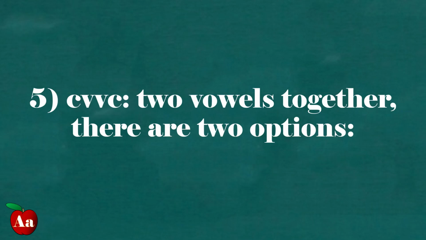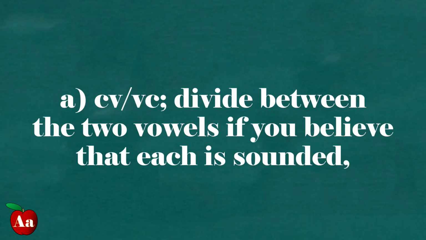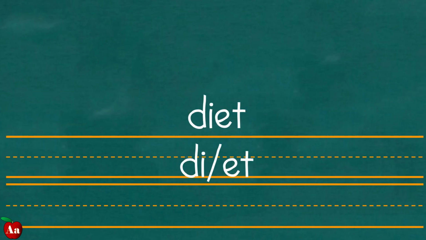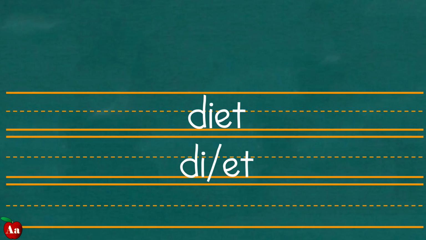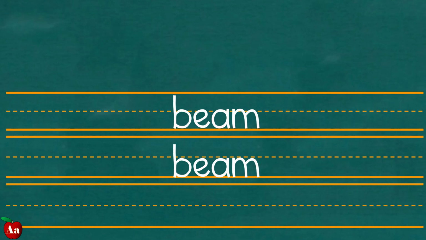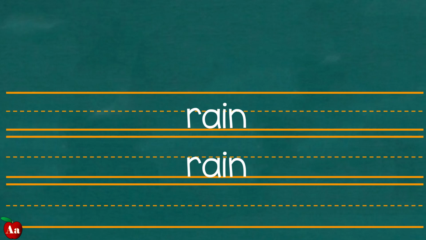Number 5, when there are 2 vowels together, there are also 2 options. Option A, divide between the 2 vowels if you believe that each is sounded. Lion, divided between I and O. Diet is divided between the I and the E. Option B, do not divide between the vowels if they are a vowel team. Beam is not divided. Rain is not divided.